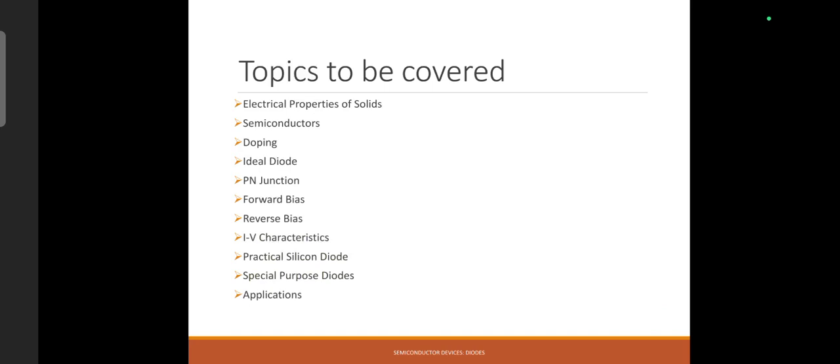Topics to be covered. Before we start, let us look at today's topics. We will first understand the electrical properties of different materials. Then we will study semiconductors and the process of doping. Next we will learn why a diode is required and how a PN junction is formed. Finally we will discuss forward bias, reverse bias, diode characteristics, practical silicon diodes, special purpose diodes and some important applications. By the end of this lecture you will have a clear understanding of diode fundamentals.